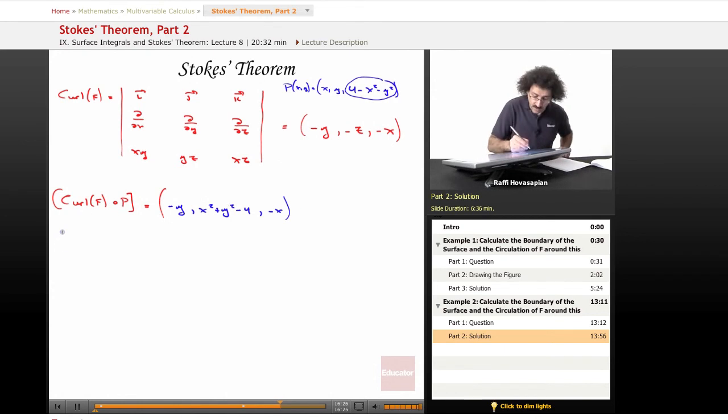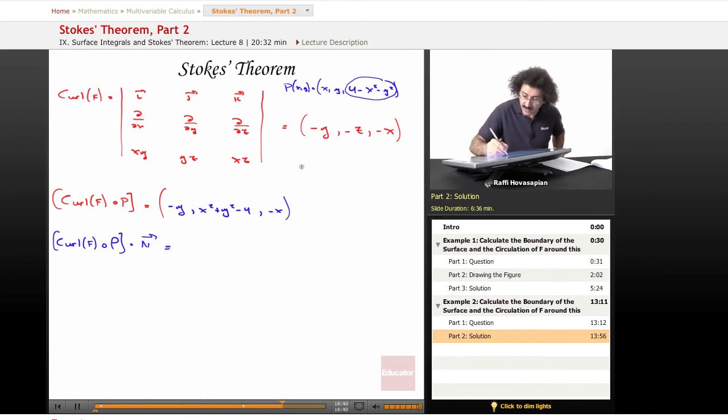Now we have to form the curl of F of p dotted with n. Let's remind ourselves what n is. n is equal to 2x, 2y, and 1. So now we're going to take the dot product of this thing and this thing. When we do that, the dot product is this times that, so it's going to be minus 2xy, and plus this times that.